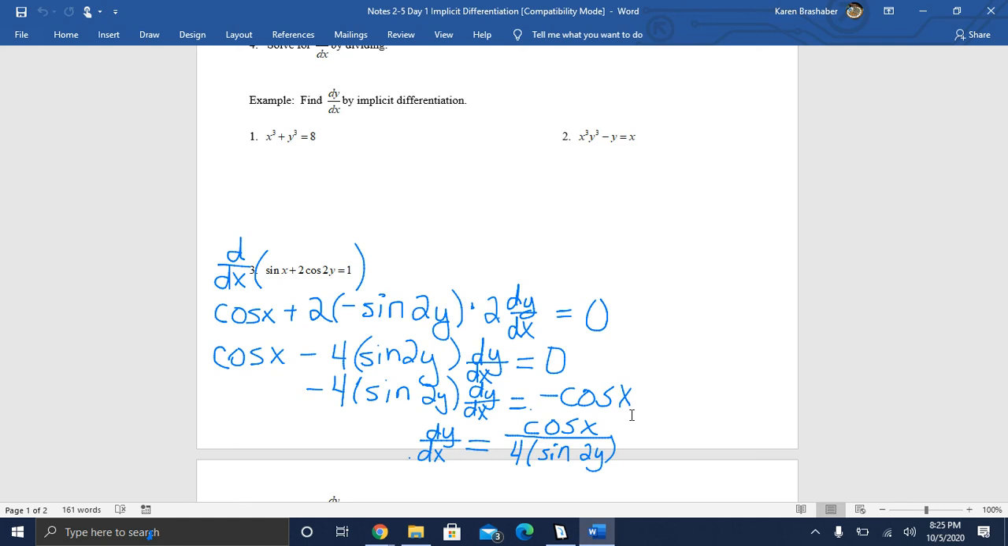introduction to implicit differentiation. And we do just have one more problem to do, but I think I am going to put it on a separate video since it's an application.